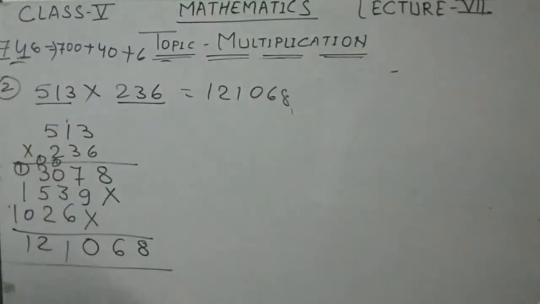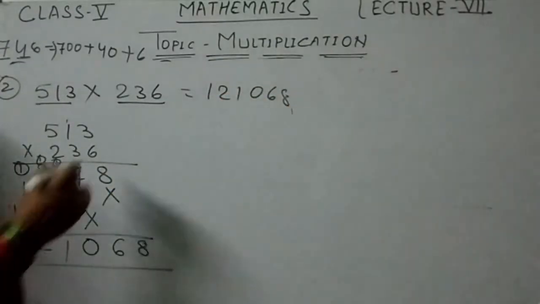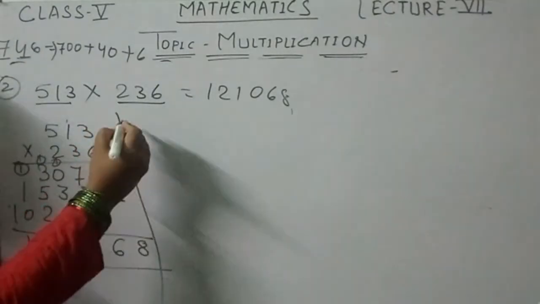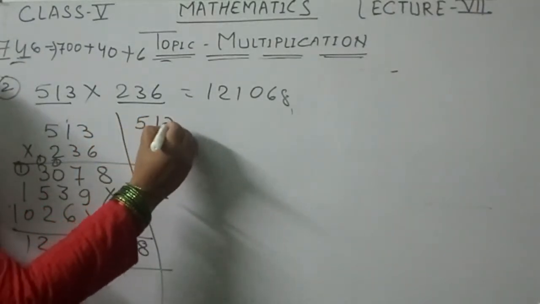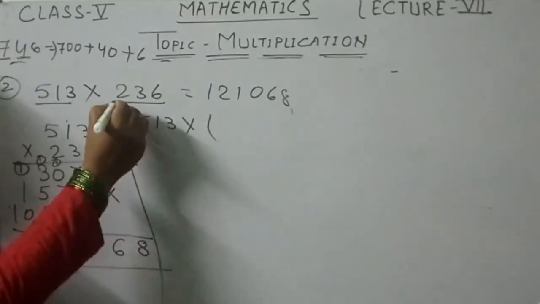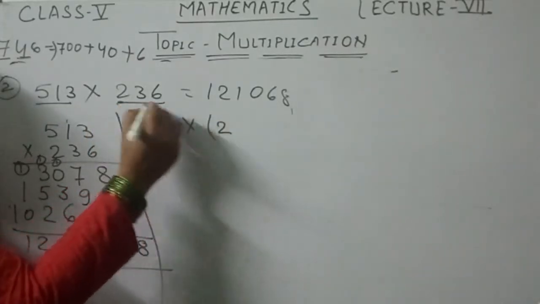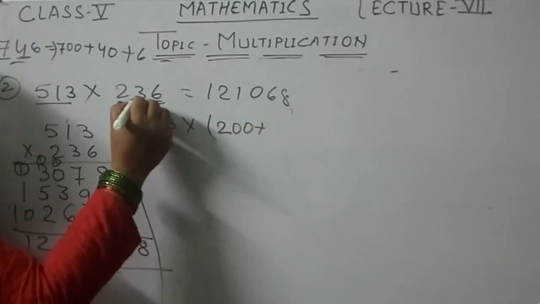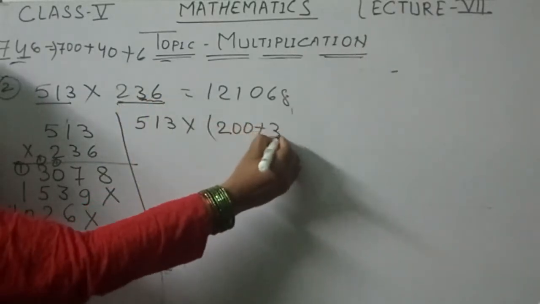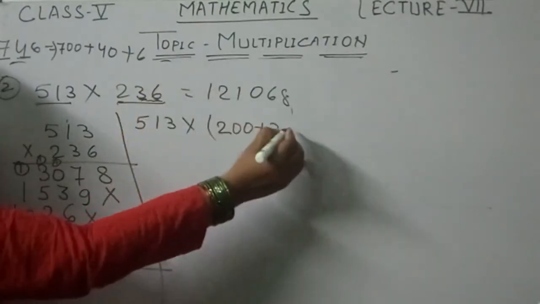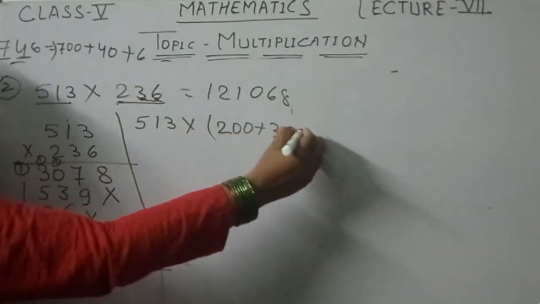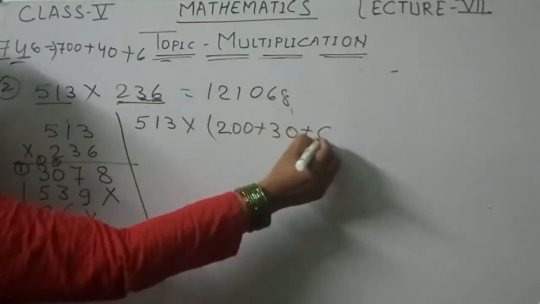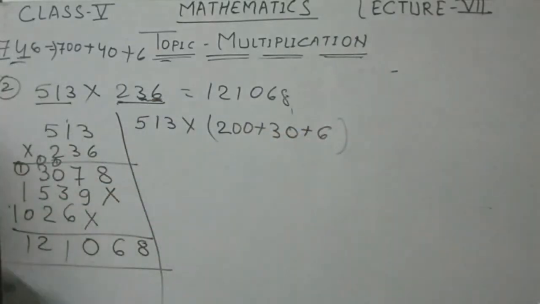Okay, and now the next, the expanded form. How to expand the number? 513 multiply. First number is 2. After that, how many digits? 2. Then put the 2 zeros. Then what is written here? 3. Write 3. How many digits after 3? 1. So you have to put 1 zero. And what is written in the last? 6. After 6 no number is there. So as it is, 6, you have to write.